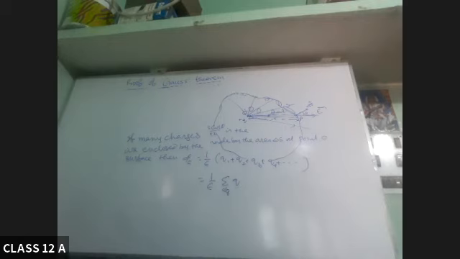So whether the surface is regular or irregular, whatever it may be, the Gauss theorem is applicable to all. It is not only for regular surfaces. So it is applicable to all surfaces. Only thing we have to consider is the closed surface. The surface must be closed.